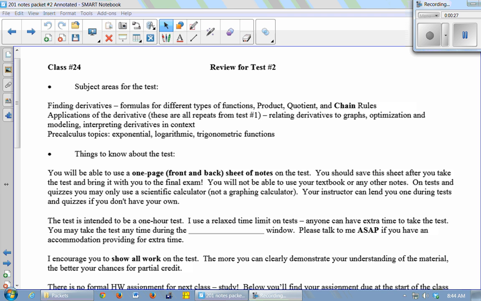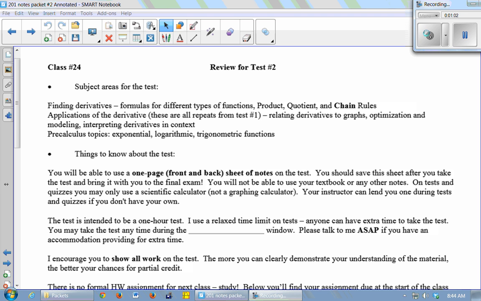Applications of the derivative. All of these are repeats from test 1, like being able to come up with the units on the derivative, being able to solve an optimization problem by taking a derivative and setting it equal to 0. What makes that different from test 1 is that we have more derivative rules, so I could give you more kinds of problems to use the derivative with. And then also some pre-calculus topics. We reviewed exponential functions, log functions, and trig functions.